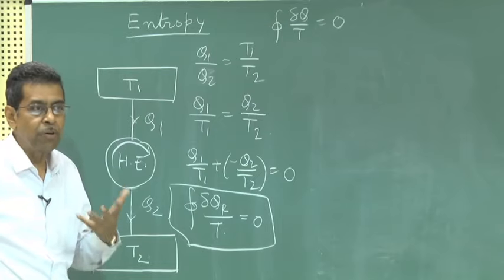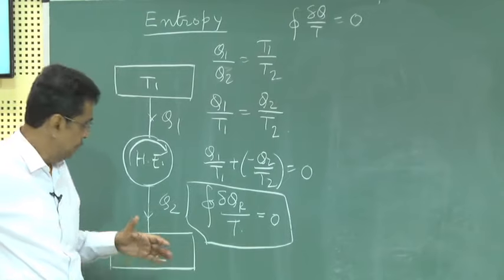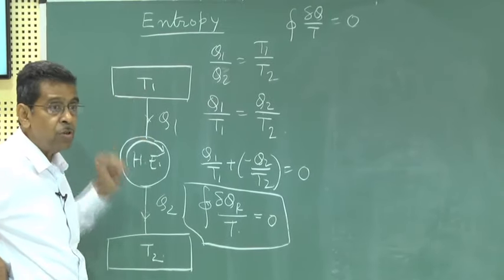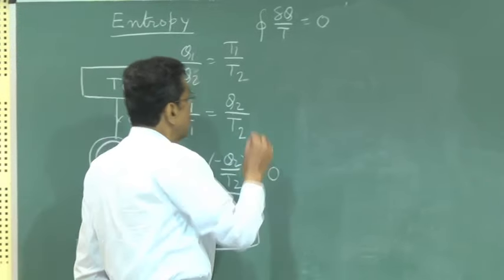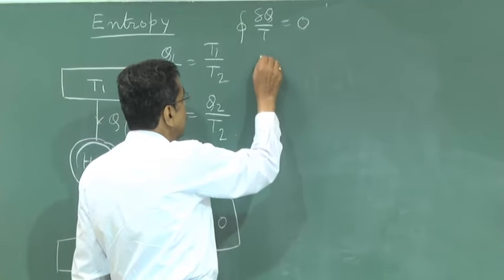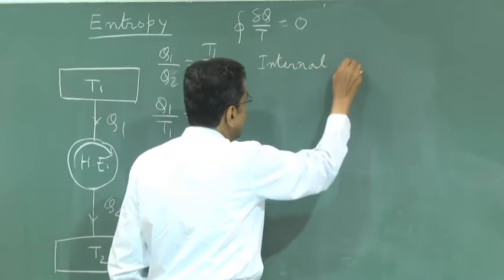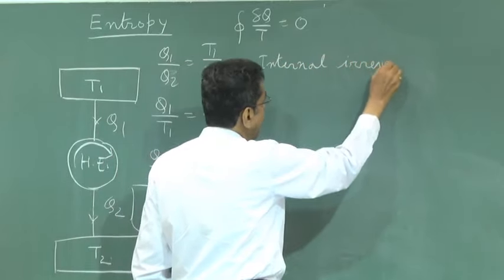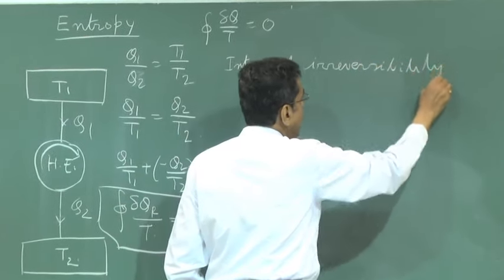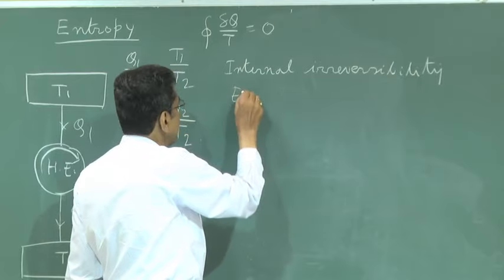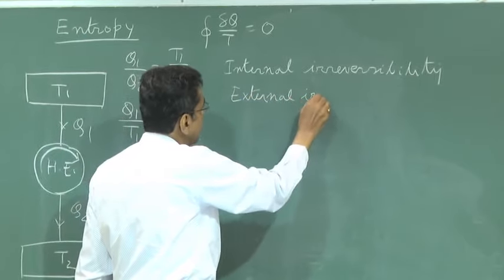Then the question comes, how will we tell a heat engine is a reversible heat engine, if the heat transfer process is not reversible and takes place under a finite temperature difference? In this context, there are two things which are very important for you to know. One is internal irreversibility, which I discussed earlier also, and external irreversibility.